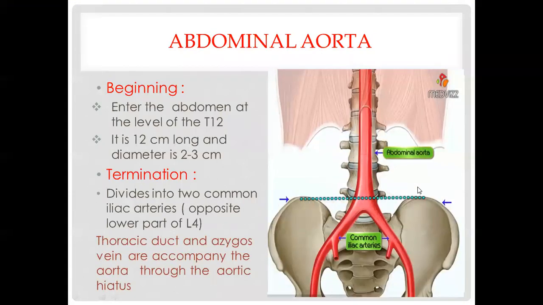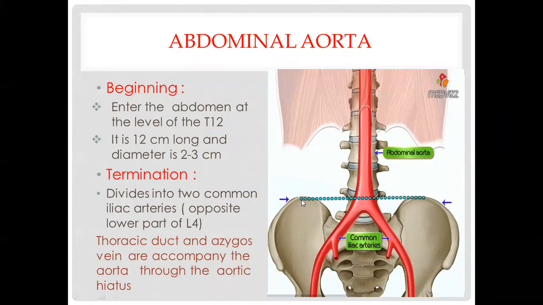follows the curvature of the lumbar vertebrae. It is related to the inferior vena cava, located just to the right of it, and becomes smaller in dimension until its bifurcation. It bifurcates at the level of the lower border of L4. It is about 12 centimeters long and 2 to 3 centimeters in diameter.